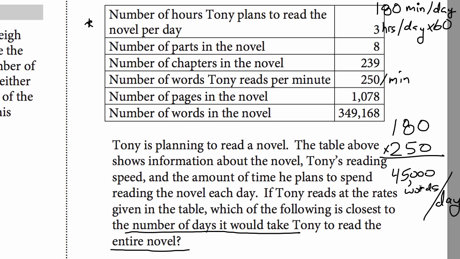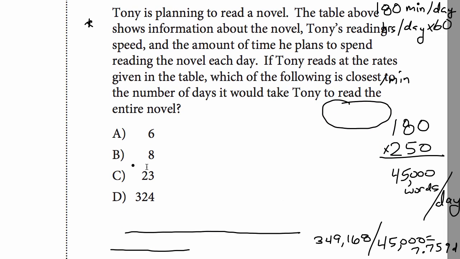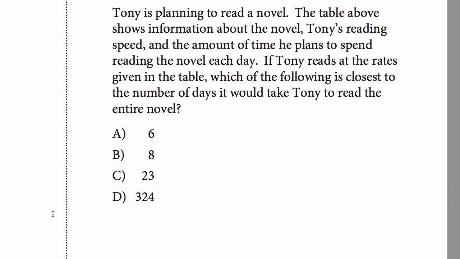Okay? So we want to know how many days does it take them. Well, if it's 45,000 words a day, and there's this many words in the novel, you're just going to divide, right? So let's do 349,168 divided by how many he does in a day. That should give us how many days it takes. So 349,168 divided by 45,000, 7.759. Hopefully you got that. 7.759 days. What choice is that? Choice B. Closest one. That's it. Move on.